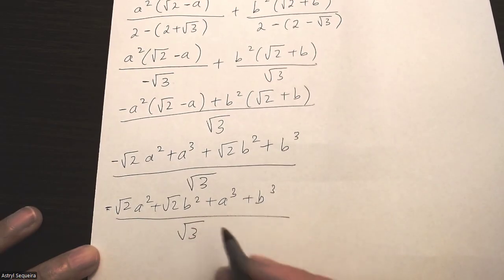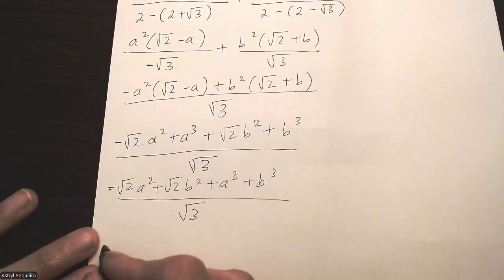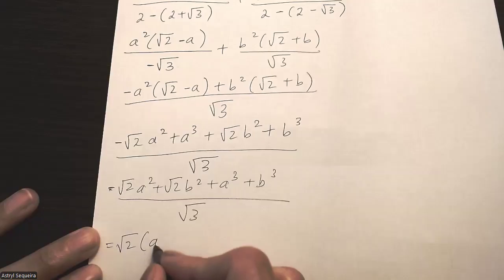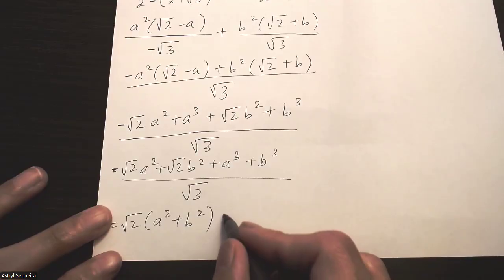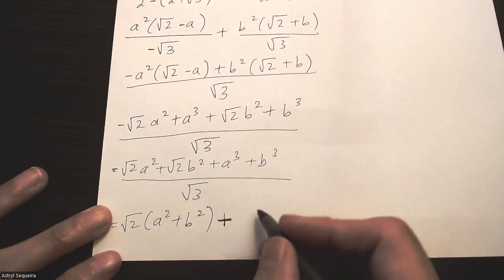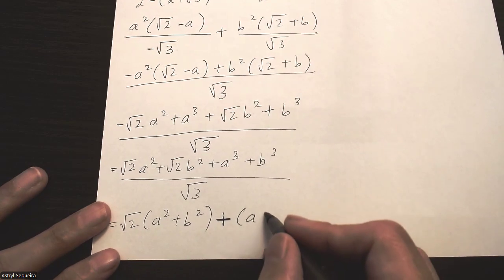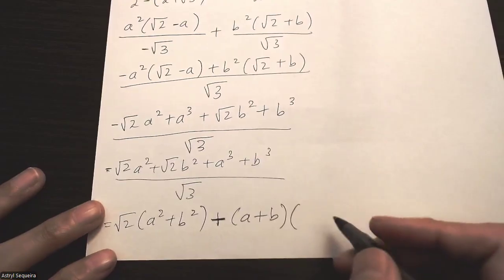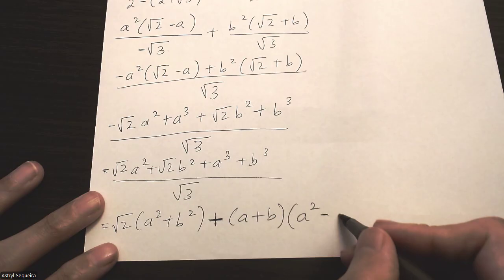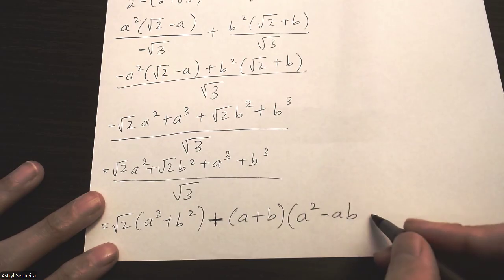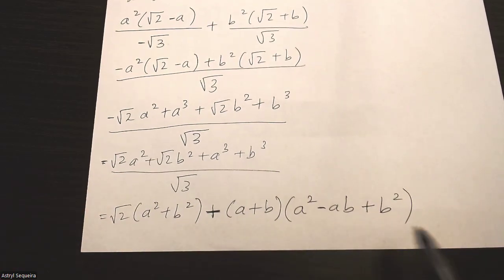over root 3. And then what I'm going to do is just common factor this out, root 2 times a square plus b square. And this I'm going to sum of cubes it. Hopefully you know how to do sum of cubes. Again, I'm not going to explain that in this video. So this is the equation that I get over here.